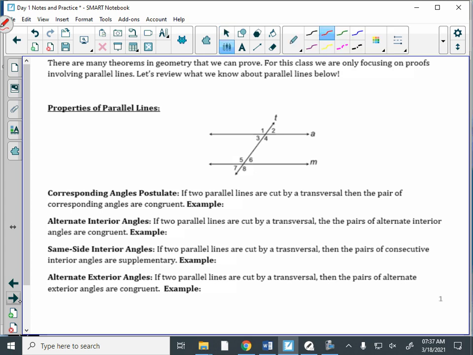So if you remember corresponding angles, right? That states if two lines are parallel and cut by a transversal, then the pair of corresponding angles are congruent. Okay? So I like to think corresponding angles are sitting in the same corner. So I'll just give one angle. I'll give angle 1.